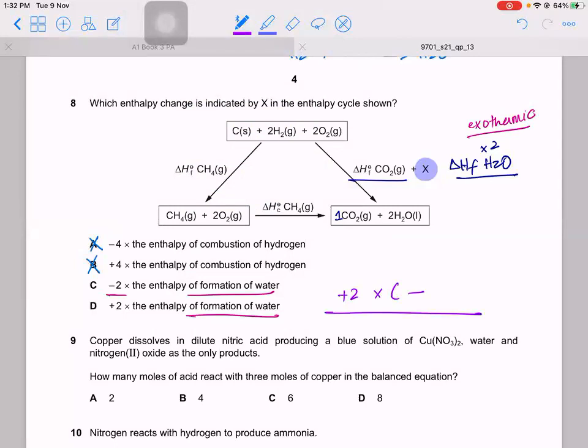And how do you know formation is exothermic? Because formation of water is the same thing as combustion of hydrogen. And we know combustion is exothermic. So this overall value should be a negative value. So if you multiply it with a negative, the negative with a negative will become positive. So that can't be the answer. The answer therefore is D. Clear? Understood?